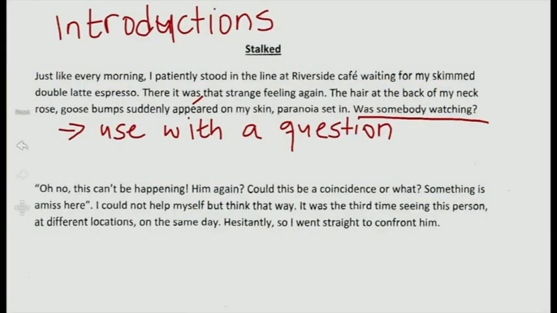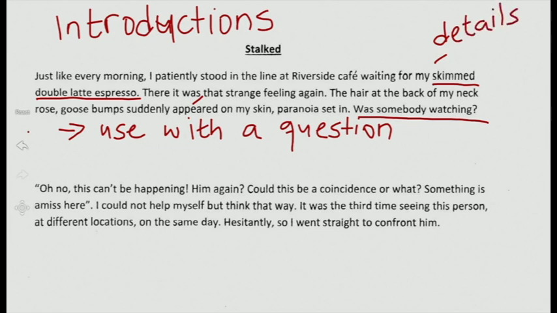So this is the introduction to that particular essay entitled Stalked. I'll go over it again. Just like every morning, I patiently stood in the line at Riverside Cafe, waiting for my skimmed double latte espresso. So here, another technique in writing a narrative is that you need to use description, or not necessarily descriptions. Yes, descriptions should be there, but give us details.